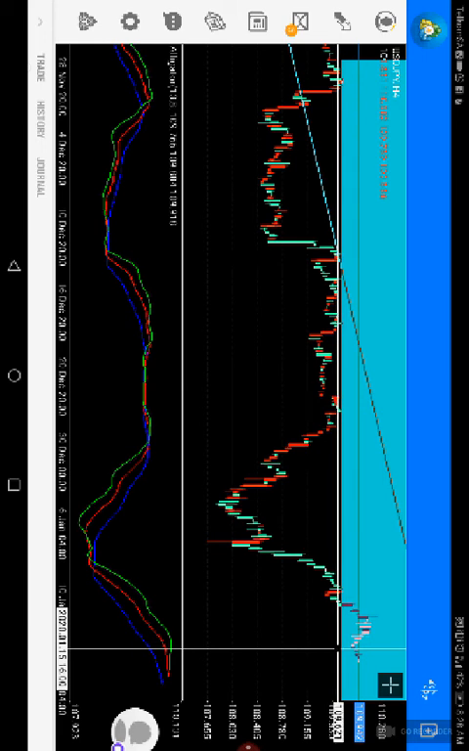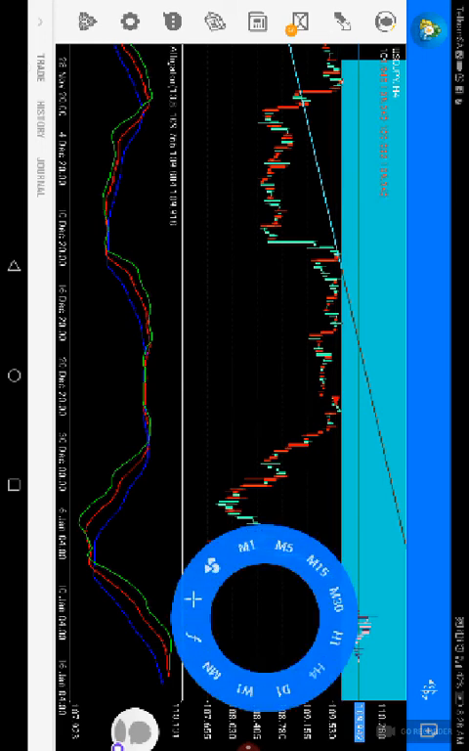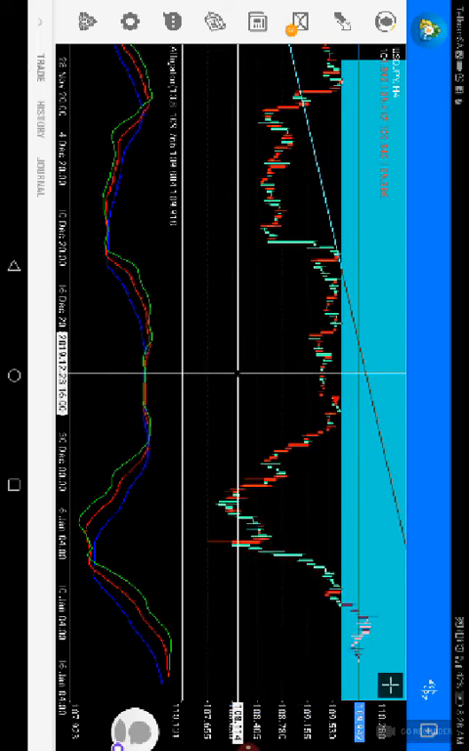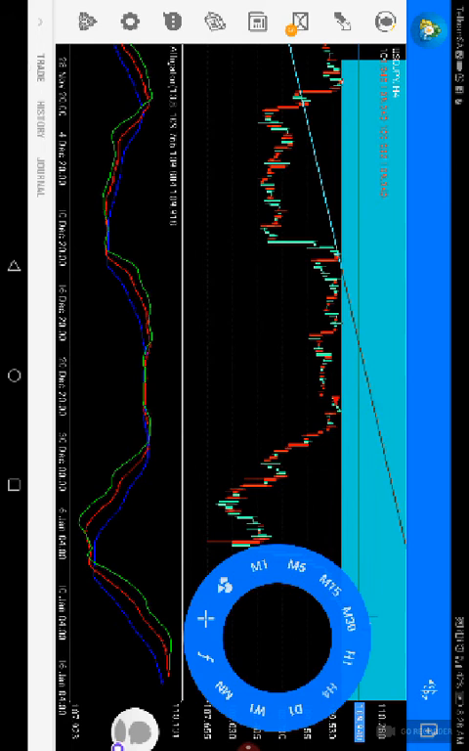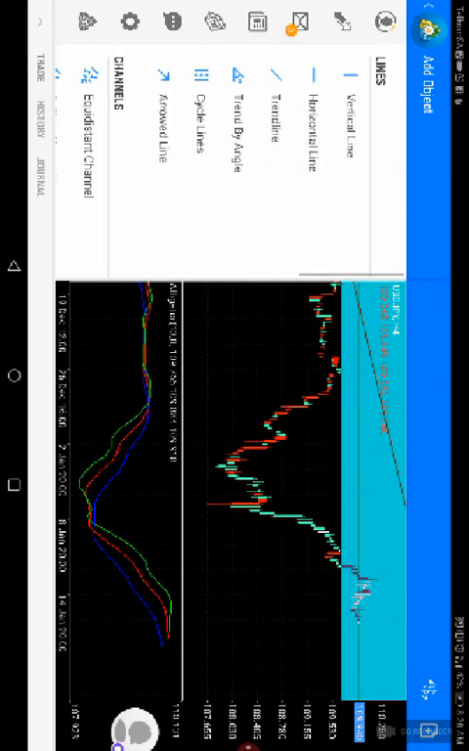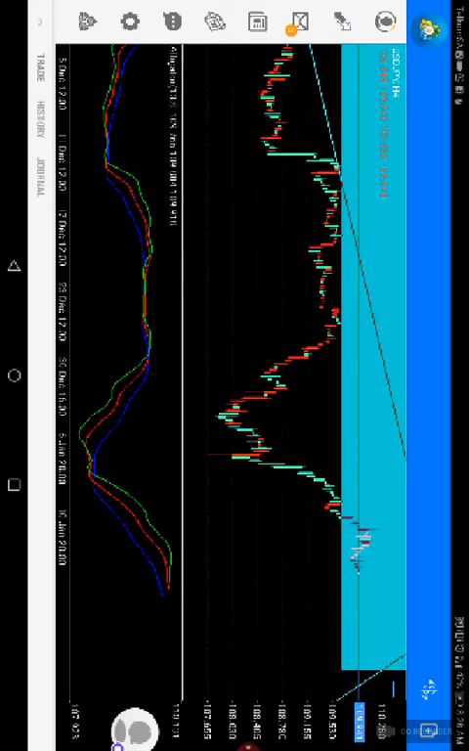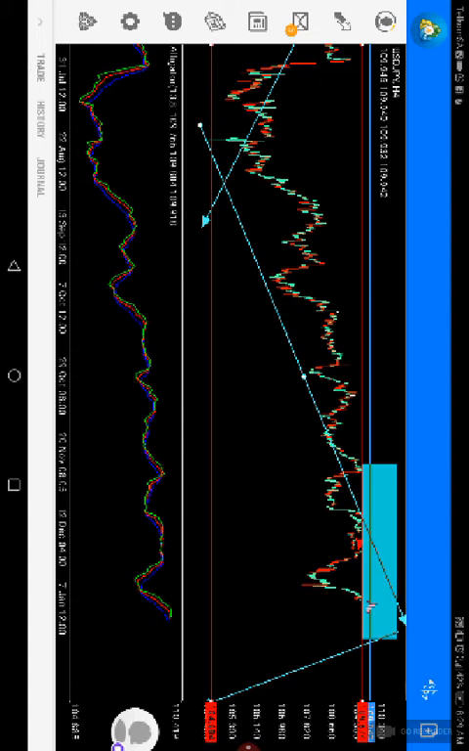Okay, but let's draw our resistance line, which is now a support line. Let's draw it. It's very nice because you can move it. So we know the market should bounce around that zone, 109.